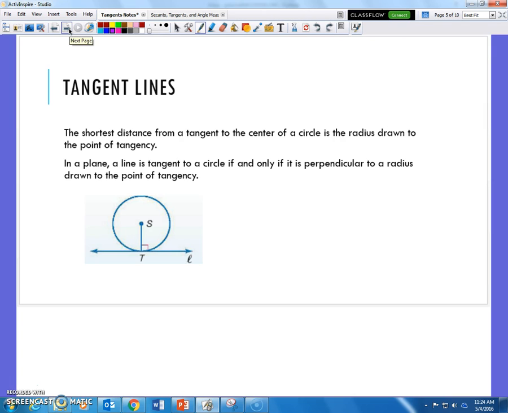Tangent lines are the shortest distance, I should say. A tangent to the center of the circle is a radius drawn to the point of tangency. It just so happens that if that is the case and the line is tangent, then the radius of the circle to the tangent line will form a 90-degree angle. So this little guy right here is important. Everything comes back to those 90-degree angles. All right. I know that this line is perpendicular to this circle because the distance from the radius to the line, the perpendicular distance, touches at the point of tangency.